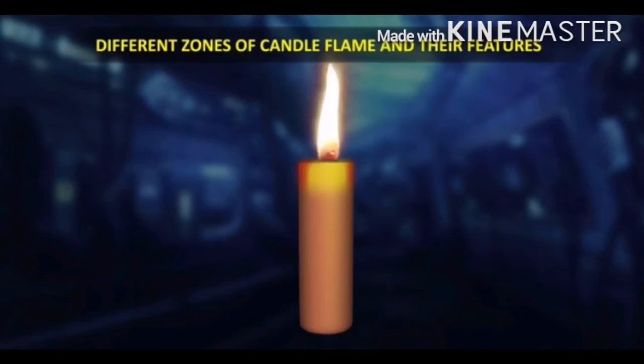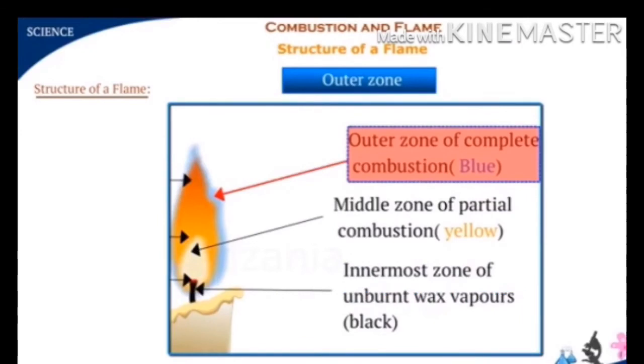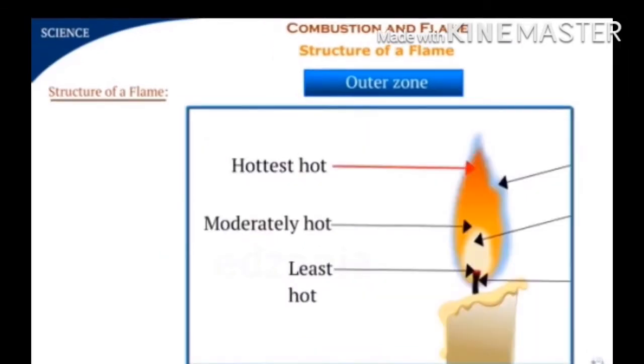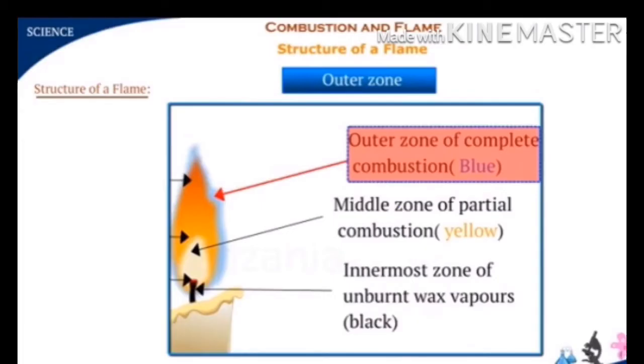First, non-luminous zone or the zone of complete combustion. It is the hottest part of the candle flame. Because of adequate supply of oxygen, complete combustion occurs. Therefore, no residue is left on an object placed in this zone. The flame appears blue. It is the outermost zone of the flame.